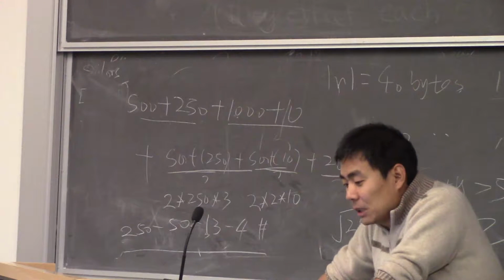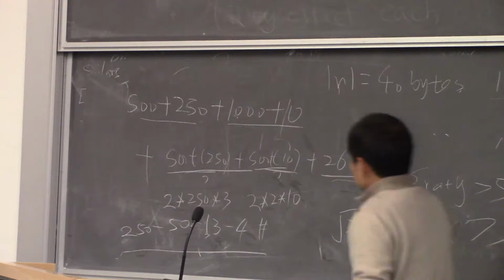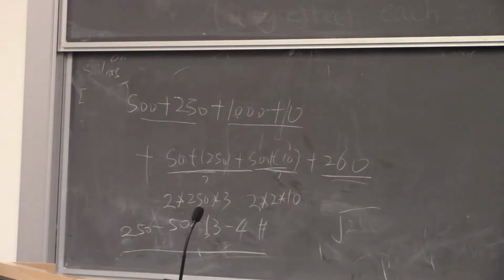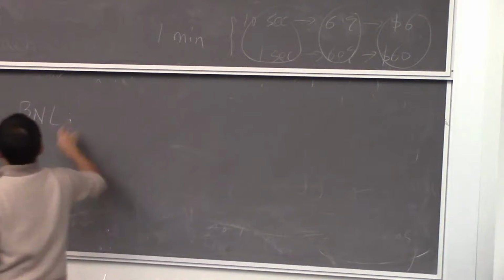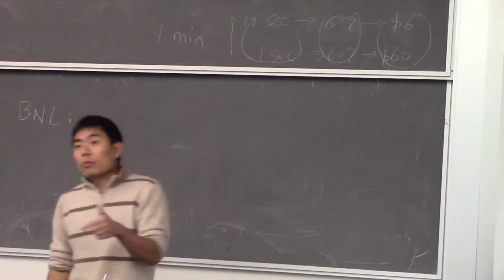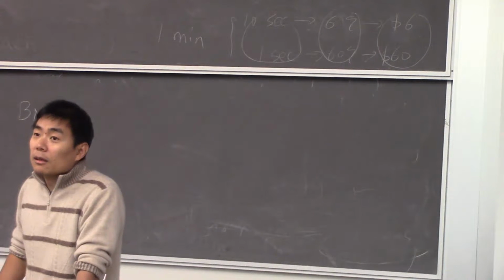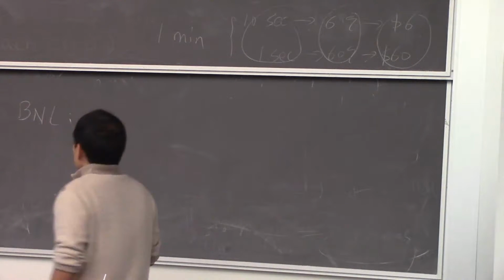Well, what about? Okay. What about? I shouldn't have cut this, but we're almost done, right? So, what about block nested loop join? For block nested loop join, which one should you use as the outer relation? Smaller one or bigger one? Well, you can do the math, right?